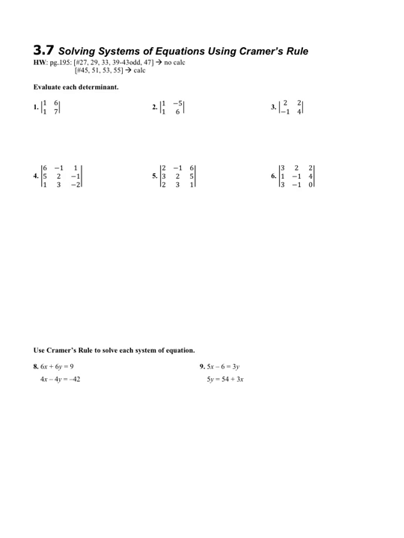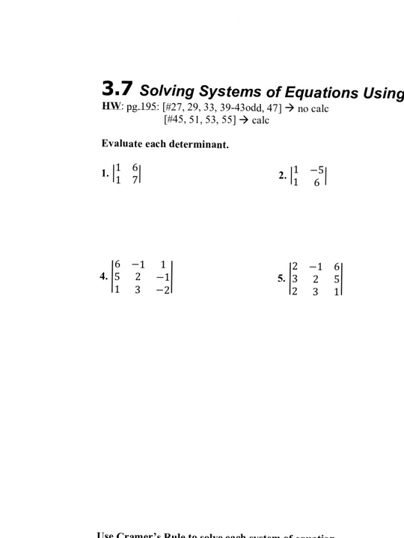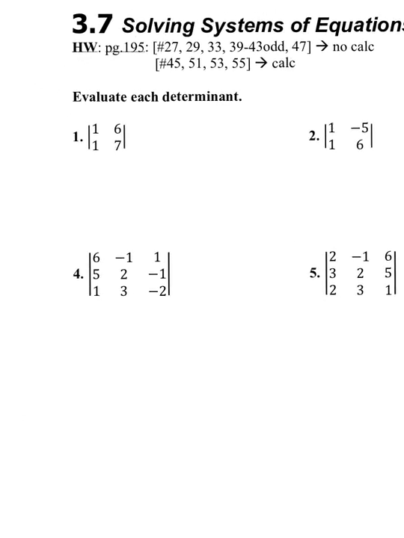This is 3.7, solving systems of equations using Cramer's rule. All right, so before we start getting into solving systems using Cramer's rule, first I need to teach you how to find the determinant of a 2 by 2 and a 3 by 3 matrix C.